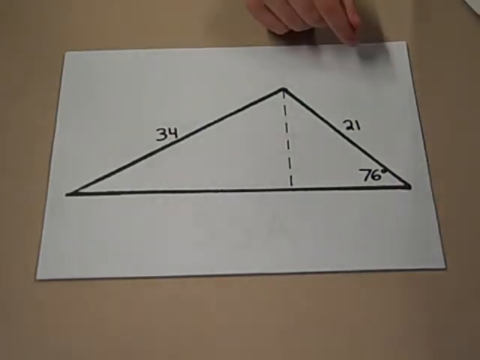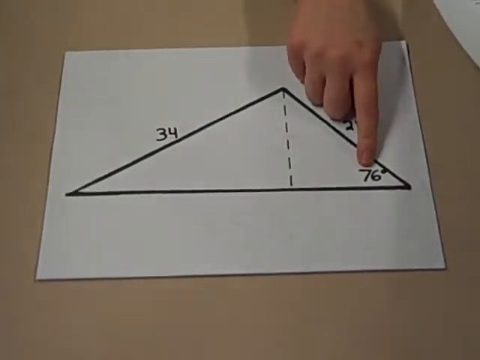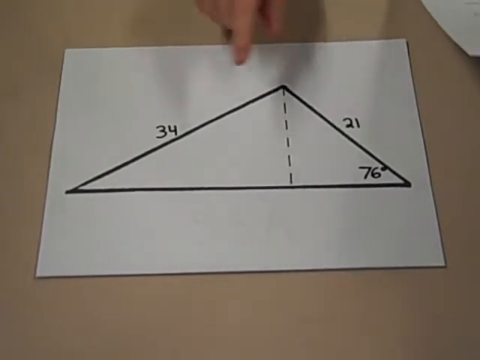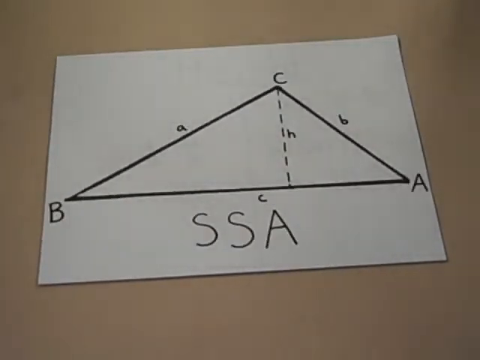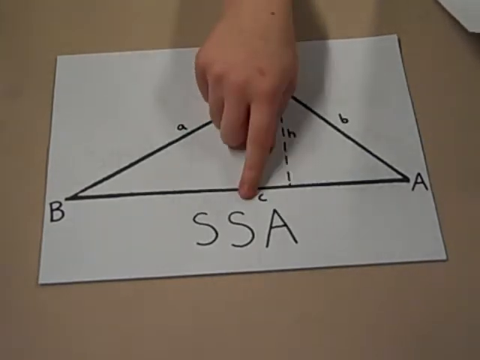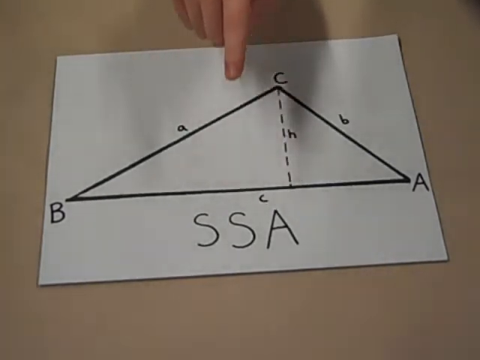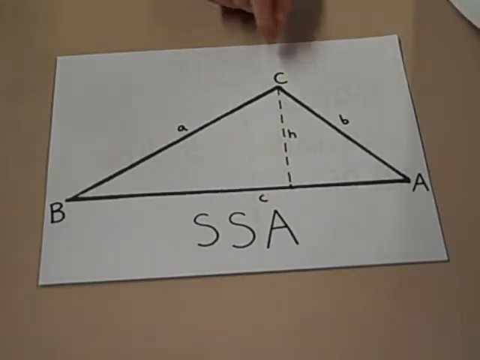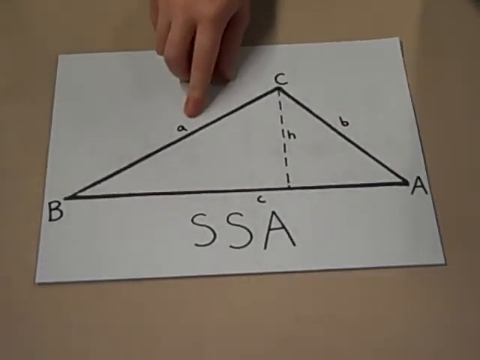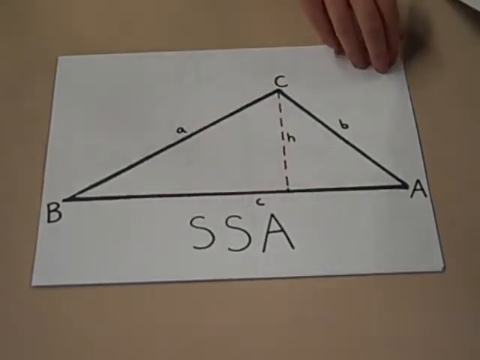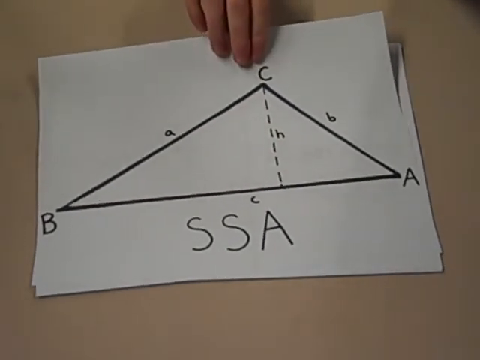We know that one of the angles is 76 degrees, one of the sides is 21 feet, and the actual ramp is 34 feet. We know two side lengths and one angle, which classifies it as an SSA triangle. To make it more understandable, we labeled all the angles A, B, and C, and all their opposite sides a, b, and c. First, we need to find the height.